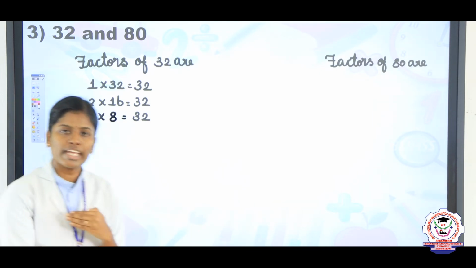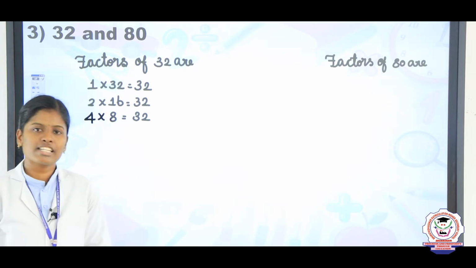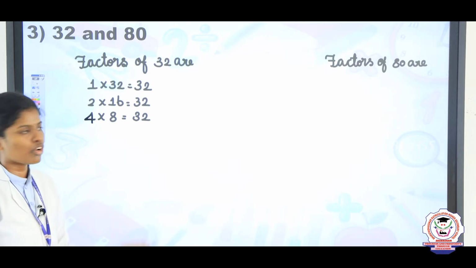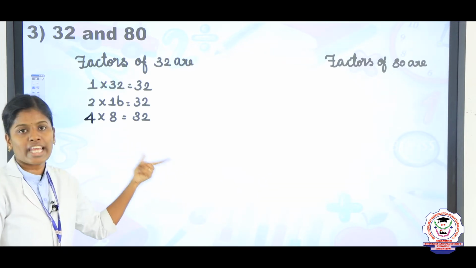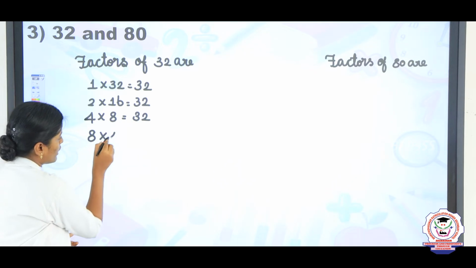Next we are going to take the 6 table. So, 6 fives are 30, 6 sixes are 36. So, it is not possible. Next 7 table also not possible. Next you are going to take the 8 table. So, 8 table, 8 fours are 32.